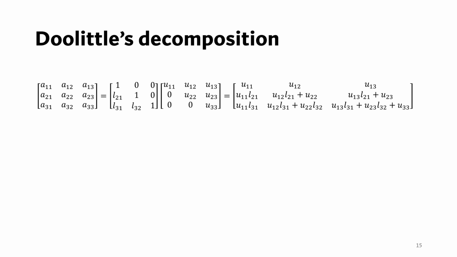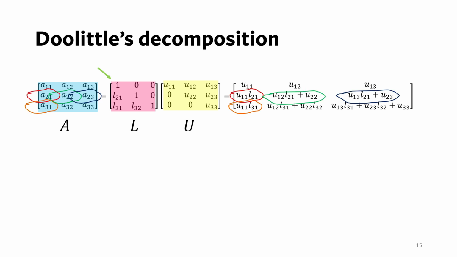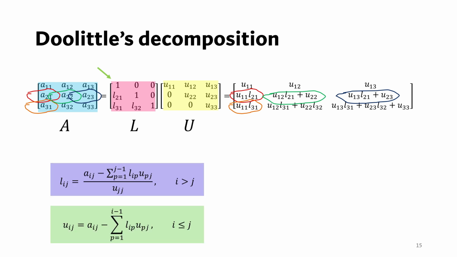Hello and welcome everyone. This video is about Doolittle's LU decomposition, which puts a constraint on the lower triangular matrix that all elements on its main diagonal should be equal to 1. The product of the lower and upper triangular matrix is the matrix on the right. We can compute the elements of the lower and upper triangular matrix by equating the corresponding elements of this right side matrix with the coefficient matrix A.